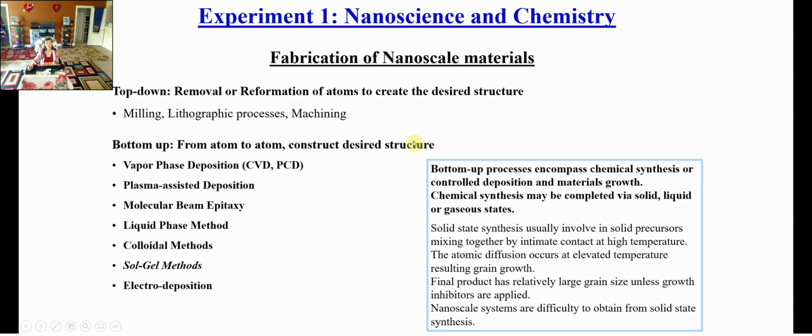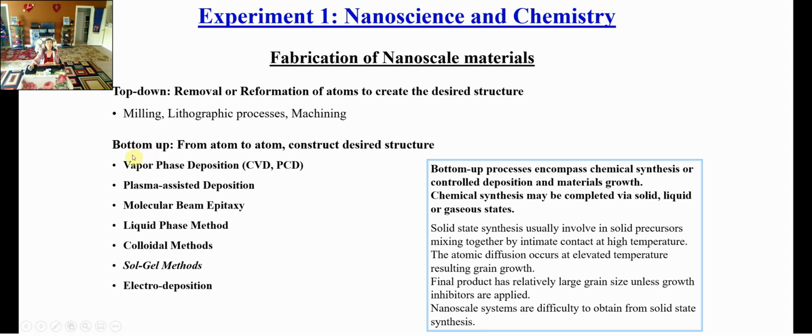Regarding the fabrication, I summarized it into two different types. One is called top-down, another one bottom-up. Top-down is related to the removal or reformation of atoms to create the desired structure. For example, you can use ball milling to produce nanomaterials. Another very commonly used top-down method is the lithography process, so you also can produce different structured nanomaterials. You can also use machining, such as focused ion beam, to build different nanostructures.